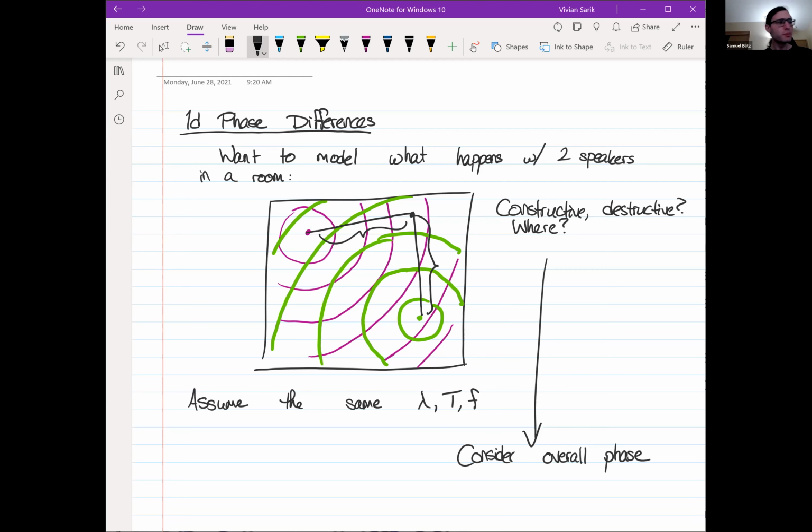Now, you might say, well, wait a minute. Isn't it true that when two waves travel different distances, their amplitudes will be different? How could you get destructive interference where you get zero sound? Well, you'd be right. That is true. The amplitudes will be different.